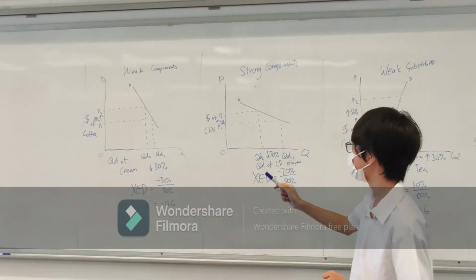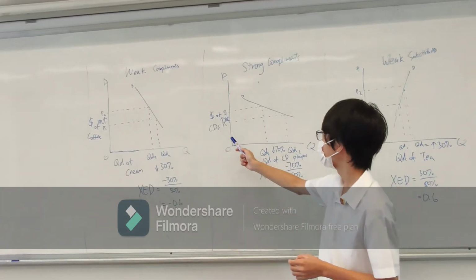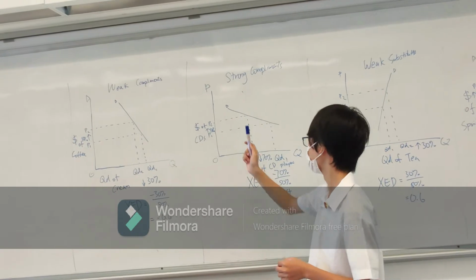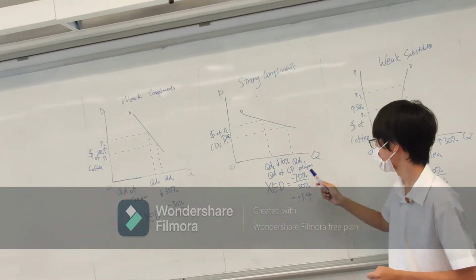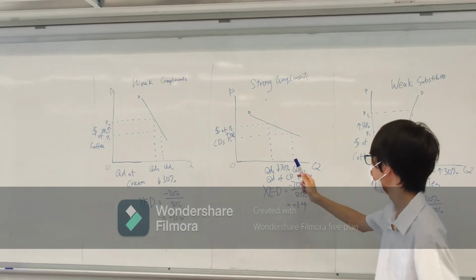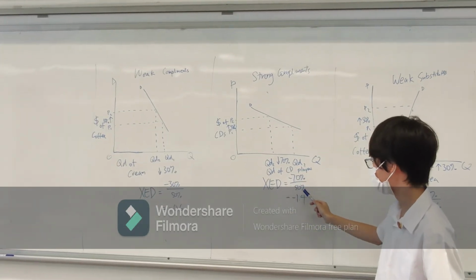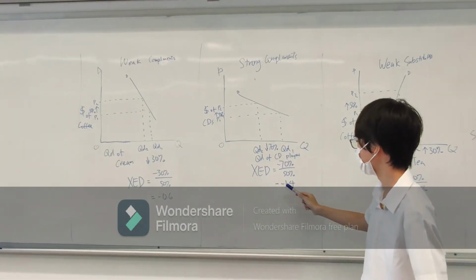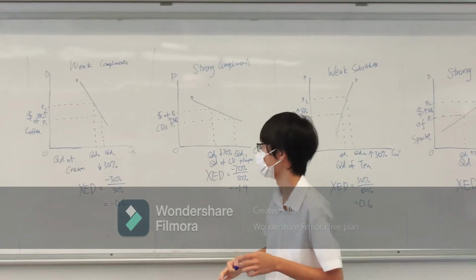Now I'll talk about strong complements. In this example, I'll use CDs and CD players. When the price of CDs increases by 50% from P1 to P2, the quantity demanded of CD players decreases from QD1 to QD2 by 70%. As we can see, the XED of the two products is negative 70% over 50%, which means it's negative 1.4, which is a relatively large number.